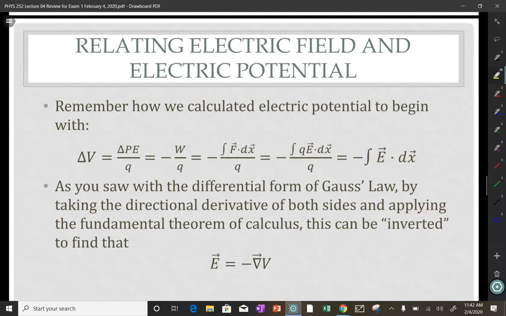Here's something that we've covered, at least the top one. The bottom one, maybe not, but the relationship between the top equation and the bottom equation is the same as our relationship with the differential and the integral forms of Gauss's law. So the upper one is actually the definition of electric potential. The electric potential difference is defined as the change in potential energy per unit charge. Right? That's definitional. That's how we define electric potential.